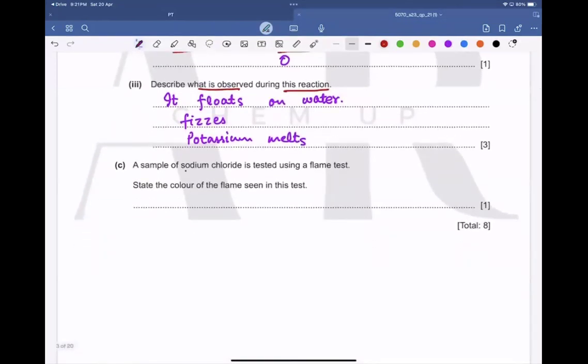Now, a sample of sodium chloride is tested using a flame test. State the color of the flame seen in this test. Yes, Yusuf, very good. It's yellow. So see, these tests are provided to you in paper 4. All the cations, anions, gases tests and the flame tests, but these tests are not going to be provided in paper 2 and paper 1. For these, you have to remember all the gas tests, all the cation tests, all the anion tests, and all the flame tests. Okay.